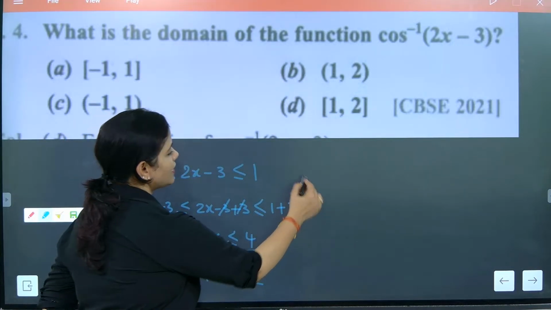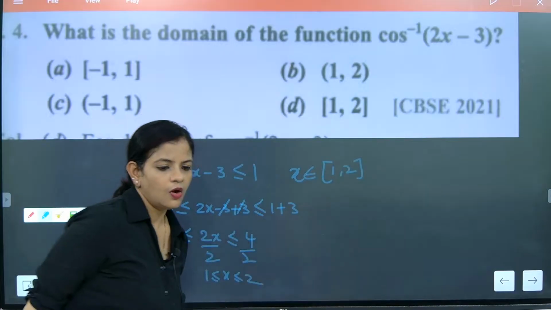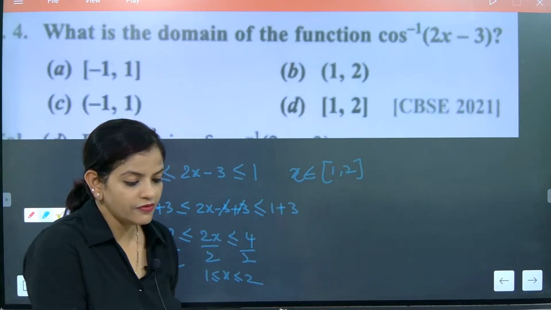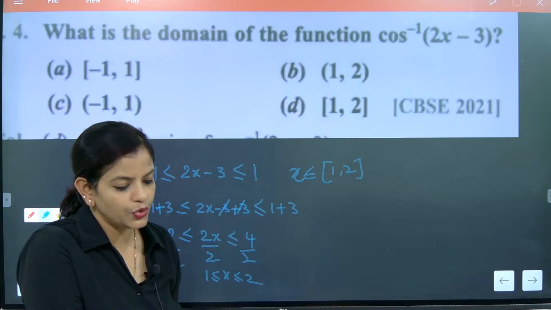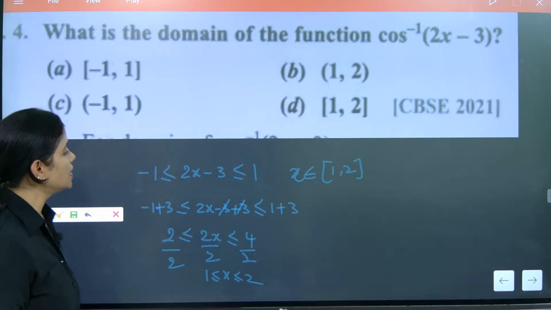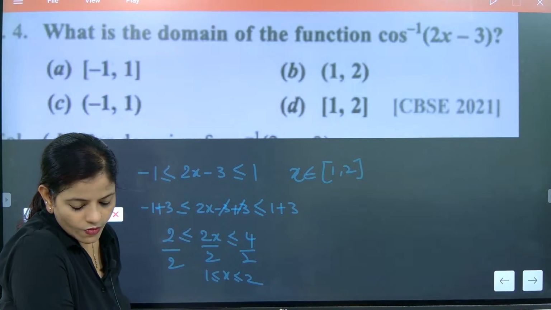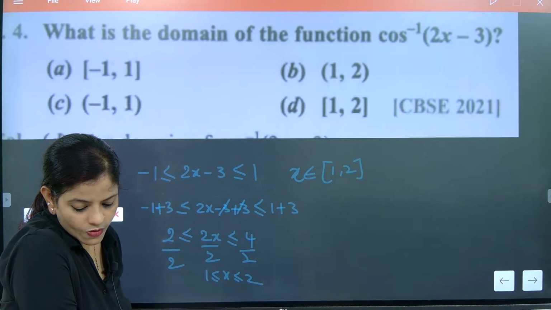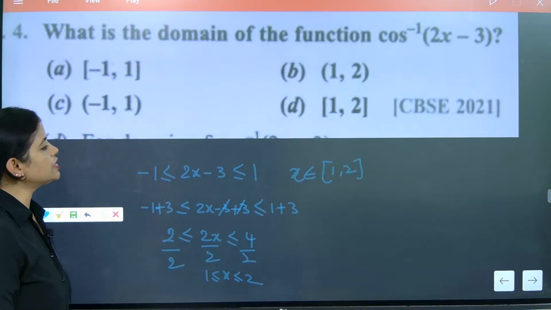Now the domain of x belongs to the closed interval 1 to 2. The domain belongs from where to where? The closed interval 1 to 2. I hope you understood. Did you get this point, please? I'm shifting to the next question.